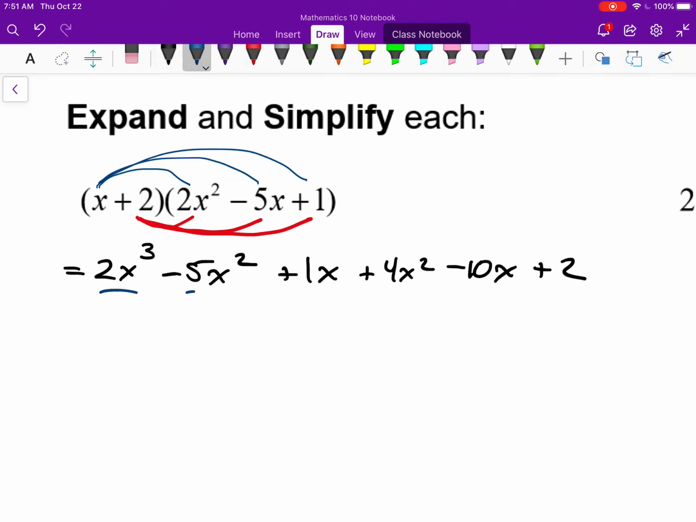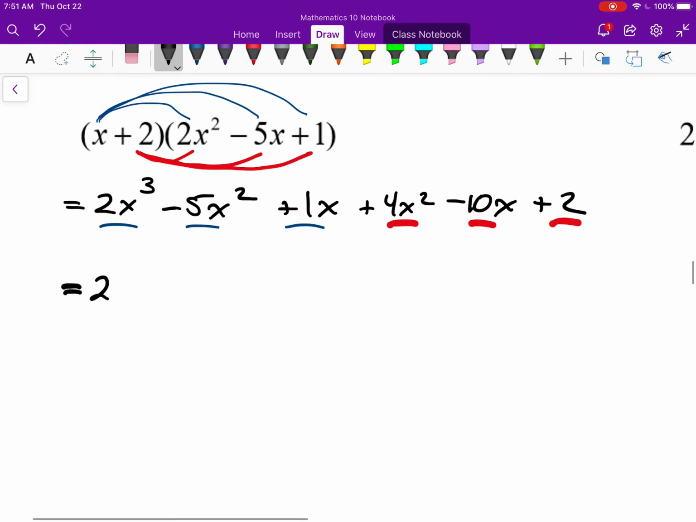These 3 here came from multiplying with the x in the first binomial. These 3 here came from multiplying by the plus 2. I can do these in any order again, I just don't want to miss one. Now I'm looking for like terms. If I look at the 2x cubed, there are no like terms with that. So I'll write that down.